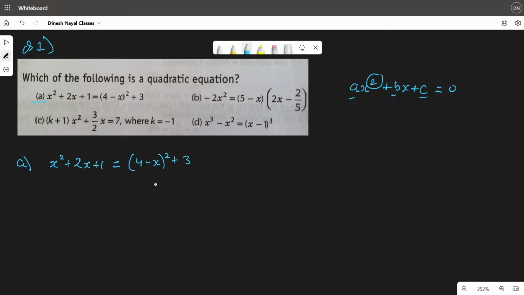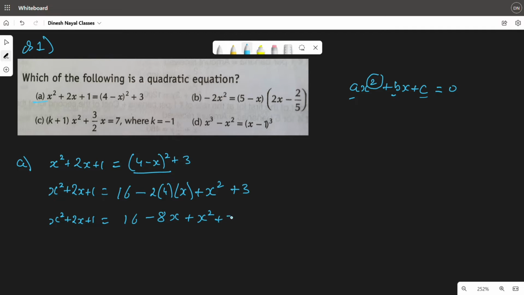Now writing this as it is, x square plus 2x plus 1 equals, now expanding this in the form of a minus b whole square, so that is a square, which is 16, minus 2ab, which is minus 2, a is 4, b is x, and then plus x square, and then plus 3. So this is x square plus 2x plus 1 equals 16 minus 8x plus x square plus 3.